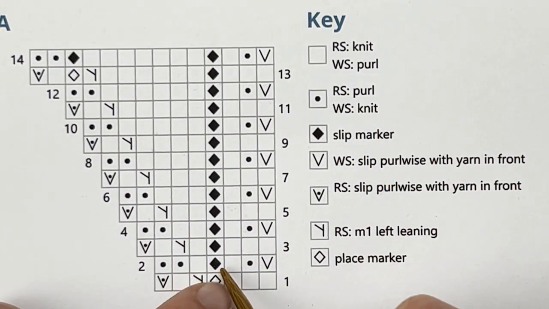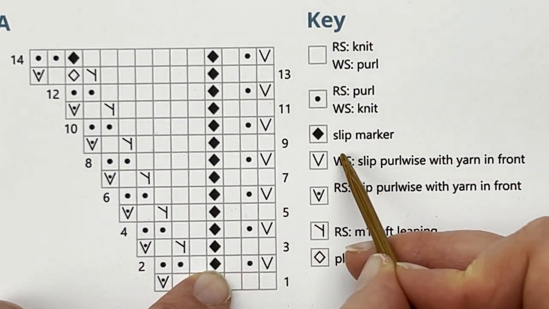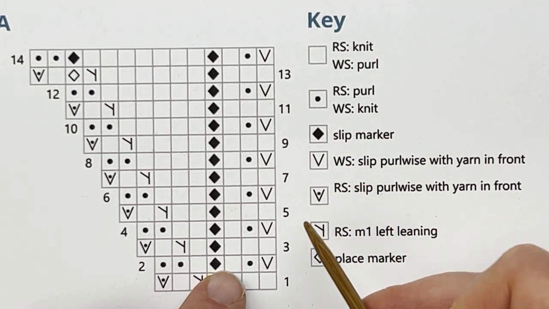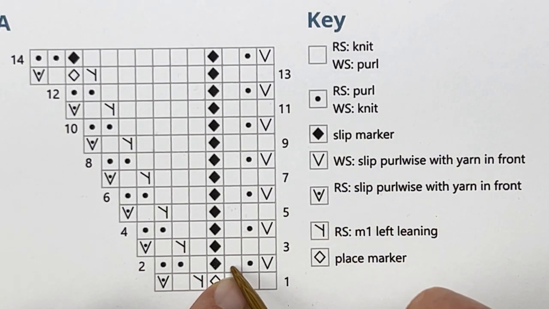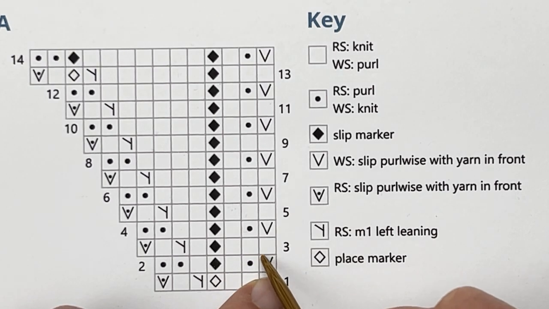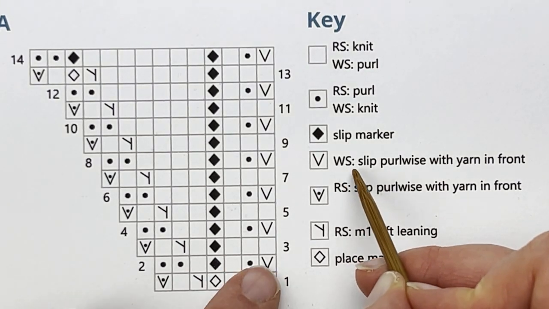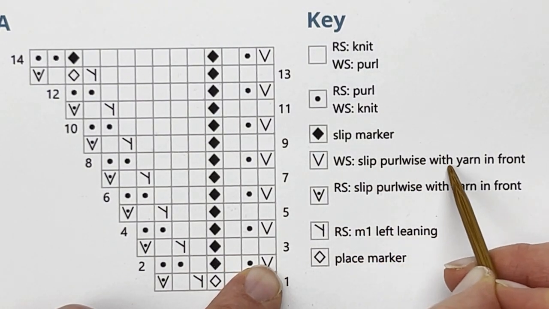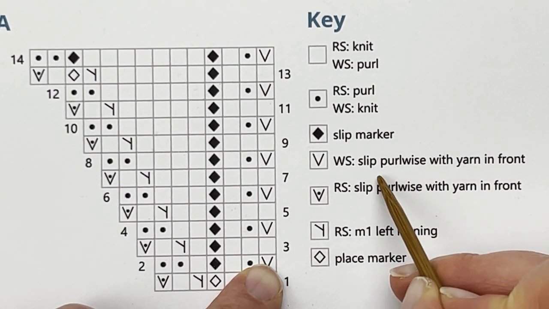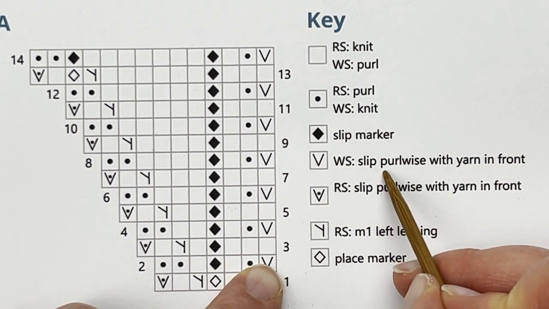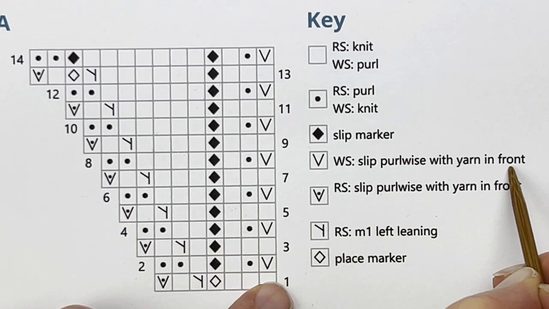Okay, then you come to this black diamond, that just means to slip your marker, and then you have another purl stitch, another knit stitch, and then you have a plain V, and it says on the wrong side, are we working the wrong side? Yes, we are. Then we need to slip the stitch purlwise with our yarn in front.